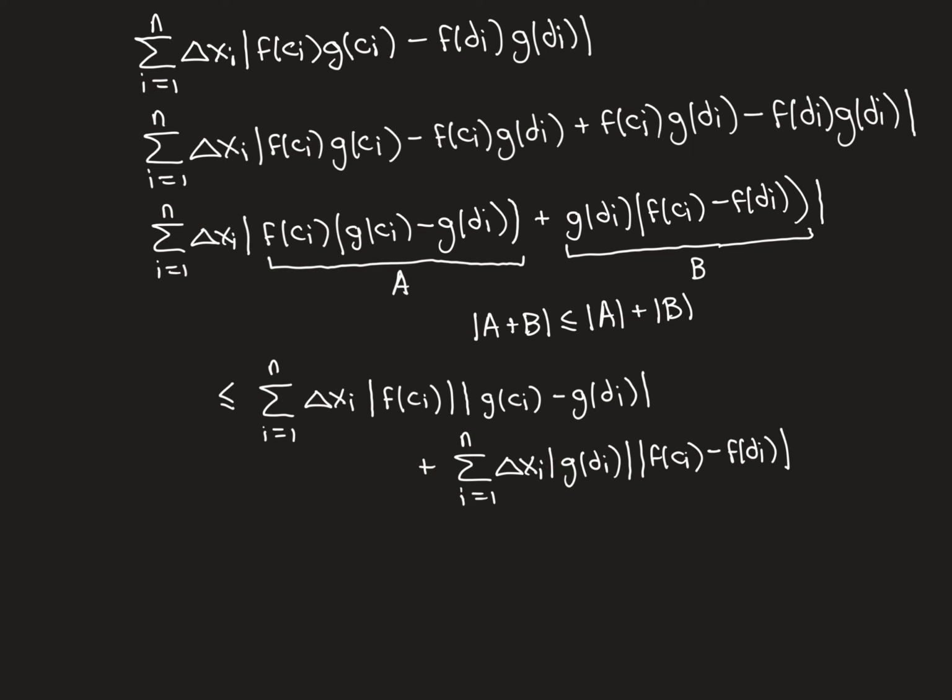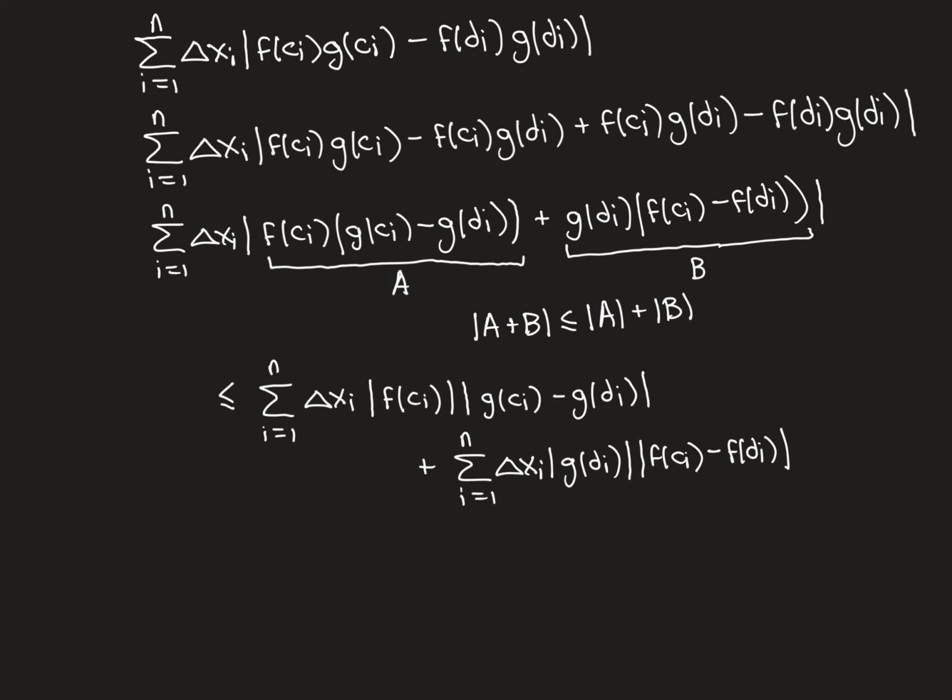I've also pulled apart A a little bit, so we've got mod of A, but A is a product of two things, and we're using the fact that the modulus of a product is the product of the moduli to write this as the modulus of the function f evaluated at ci, which is this bit, times the modulus of this bit, which is g evaluated at ci minus g evaluated at di. So that comes from that bit.